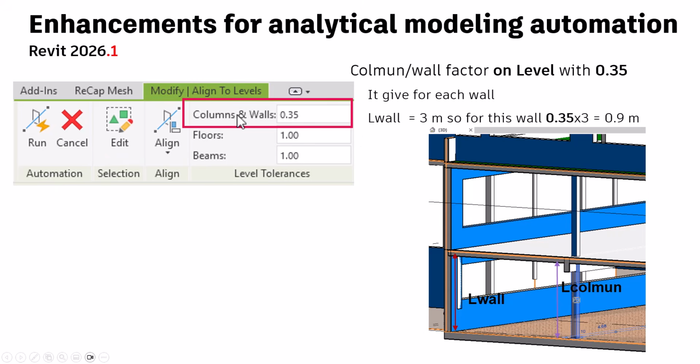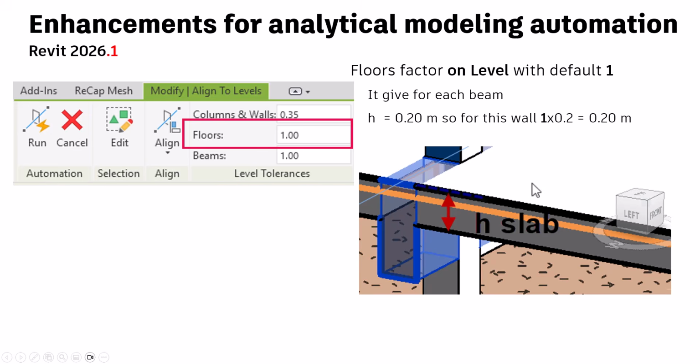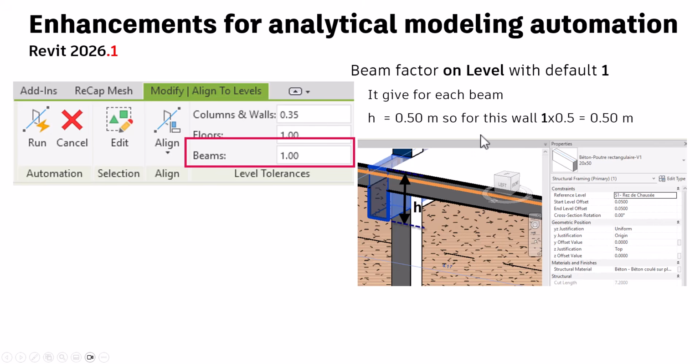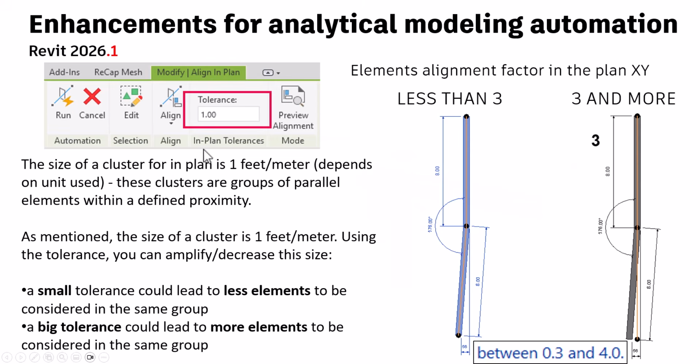So of course we have the same spirit as the old interface. Here you will check this parameter for column and wall. Here, for example, it will be 1 meter. Same for slab. So if the slab is 20, it will be 20 centimeters. And for beams. Okay, but you see it directly in the interface.